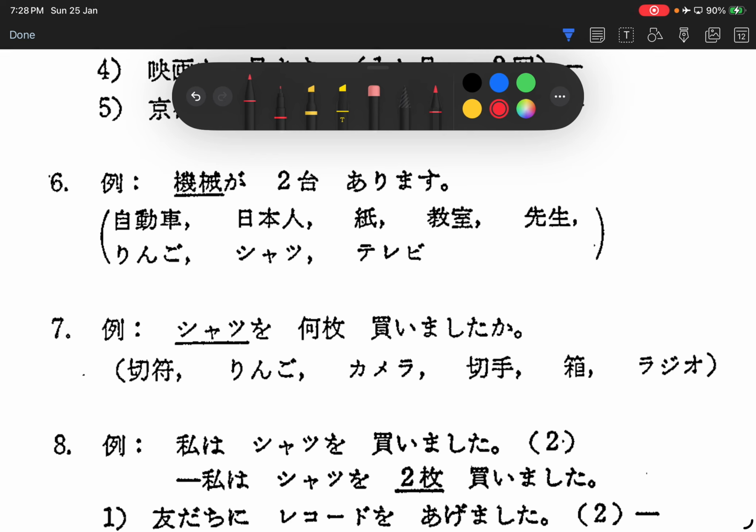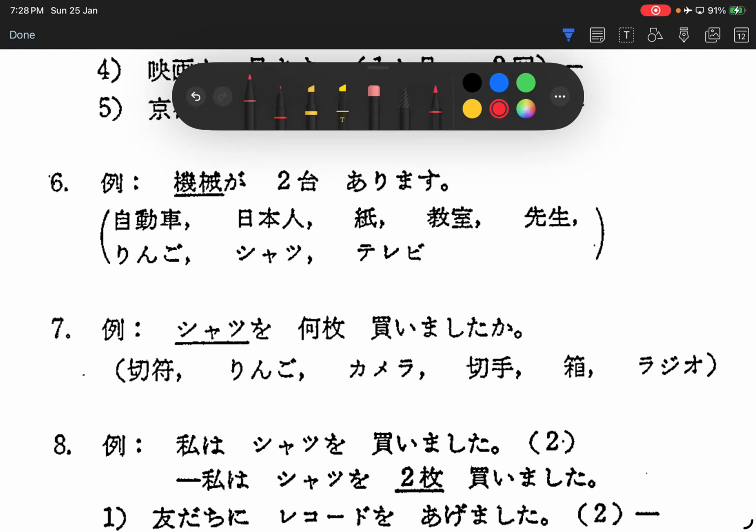教室が2つあります。Remember just now we said room? 2部屋。2部屋があります。Okay, next, 先生。先生2人あります。Okay, thank you. 2人 is the counter for humans.